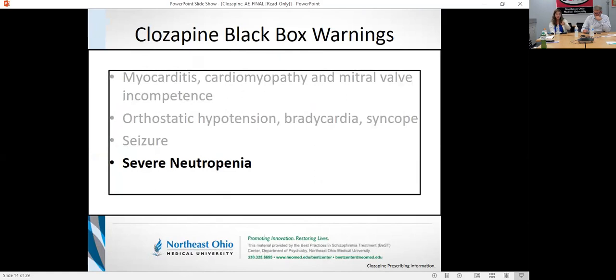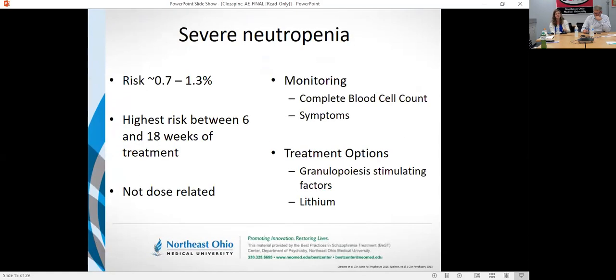The last of the black box warnings, I'm going to spend just a little bit of time on. This is what we covered last week. The black box warning specifically is for the risk of severe neutropenia, so ANC counts of less than 500. The risk is relatively low at approximately 1% or just under 1%, and the highest risk appears to be early in therapy. It may not be dose related. It could potentially happen even later in therapy, even if there haven't been dose adjustments recently.